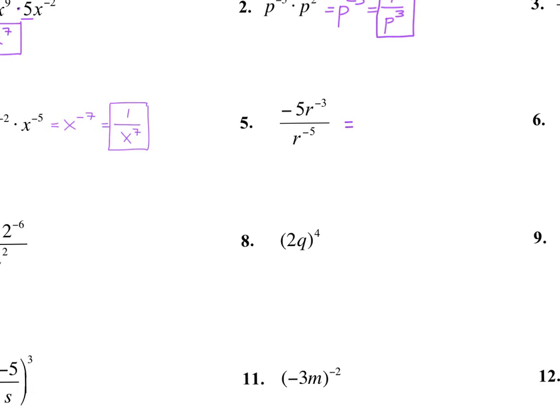Number 5. Here's one of those situations where I said be careful on that seventh thing. You have a negative 5. It's not 5 to the negative something power. It's just a negative 5. So that's a numerator. Okay, that's just a negative 5. This becomes what? R squared, right? It's r to the negative third. Negative 3 minus a negative 5 is a positive 2. So you have r to the second power on top, and that is your final answer. Okay.